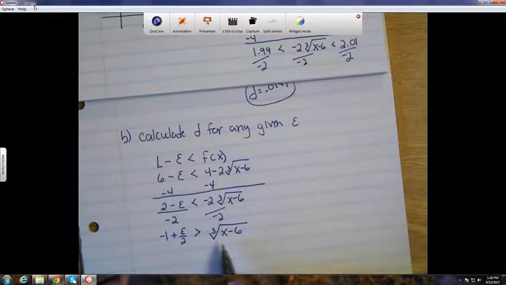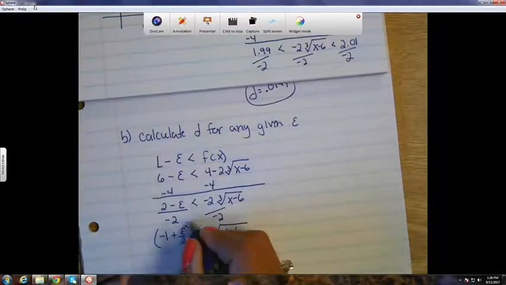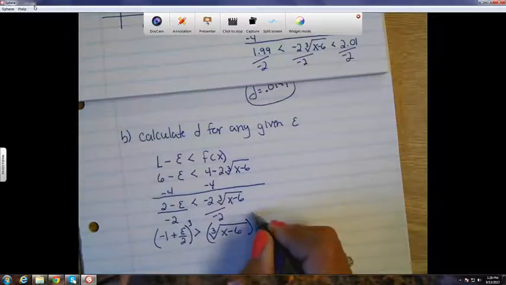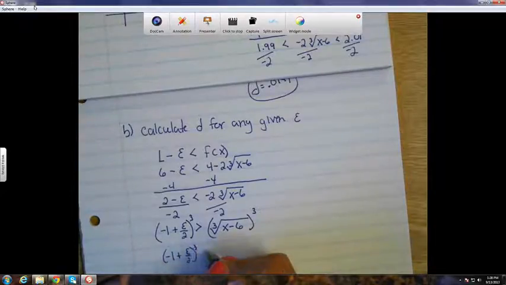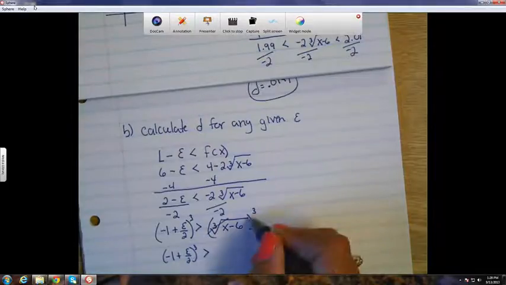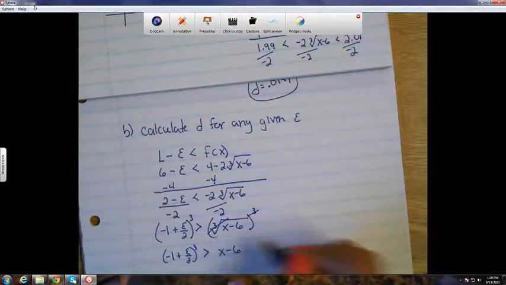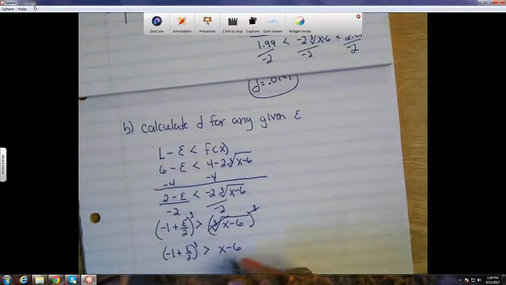Now, the next thing we did was we got rid of the cube root. We did that by cubing. Not going to do anything with this. Just going to leave it as that quantity cubed. And then what happens here, those cancel, we're left with just the x minus 6. And then the last step is to add 6 to both sides. So I've got 6 plus the quantity, negative 1 plus epsilon over 2 cubed is greater than x.